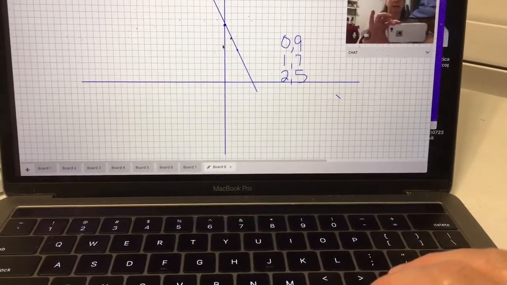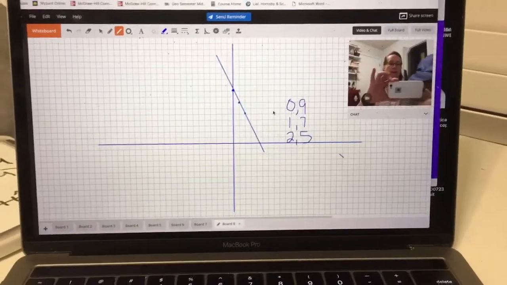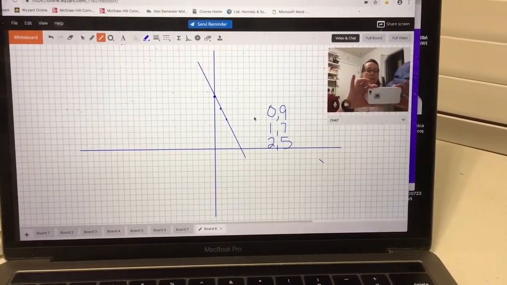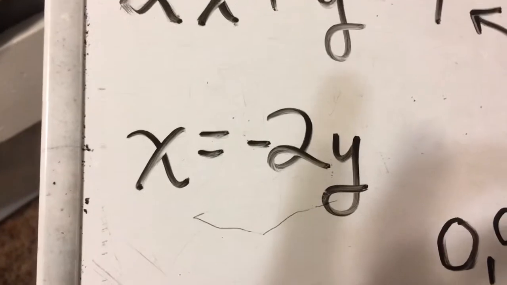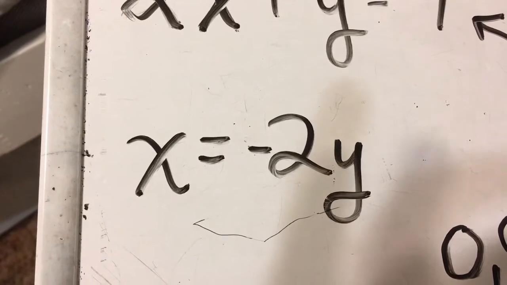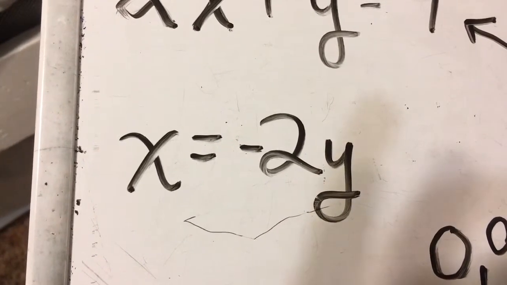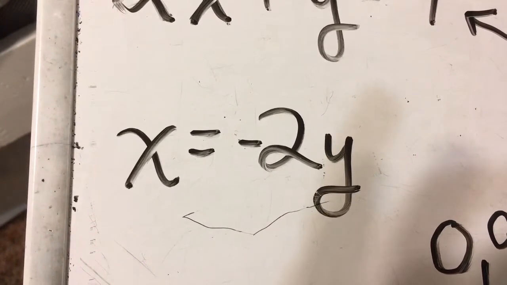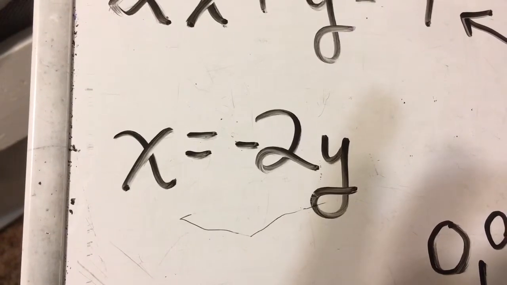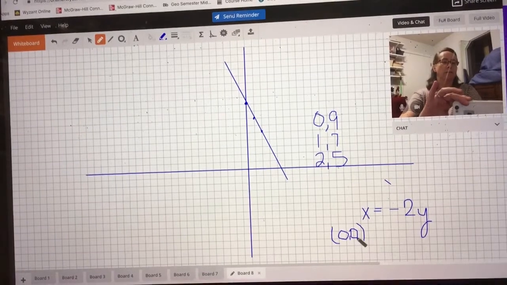And that's a pretty decent line. Okay, so now let's look at the second line and plot some points. The second line is x is equal to -2y. So when we plug in a 0 for y, we get a 0. So this line goes through 0, 0.